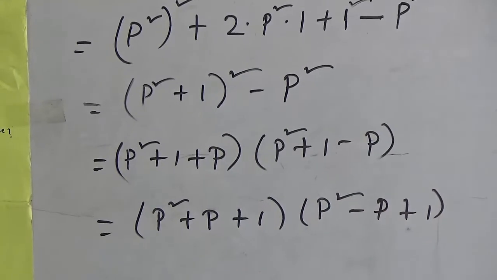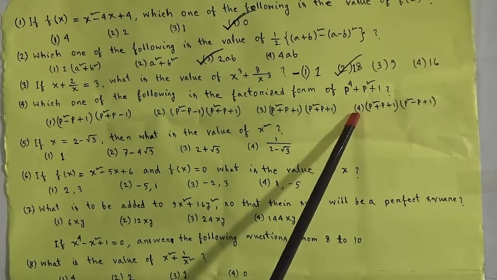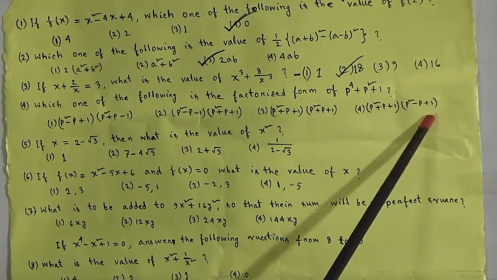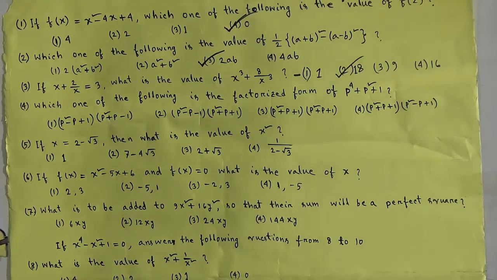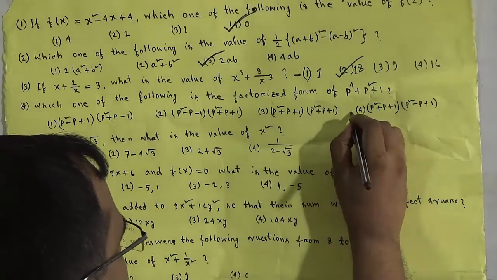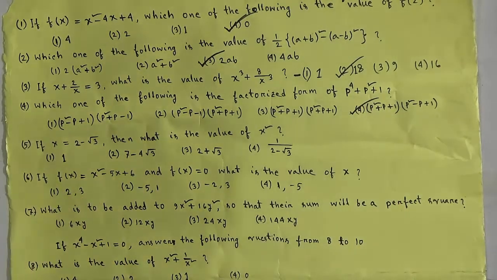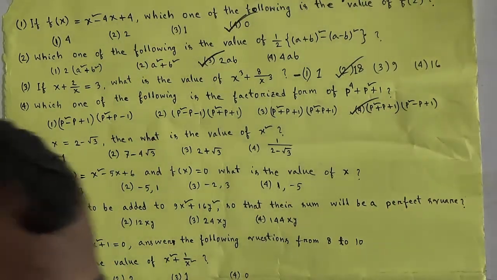Okay, in option 4, (p square plus p plus 1) into (p square minus p plus 1) exists. So our correct answer will be option 4, (p square plus p plus 1) into (p square minus p plus 1).